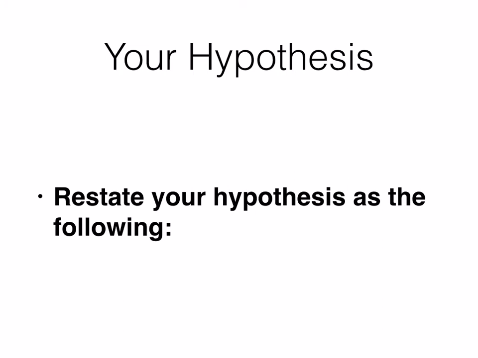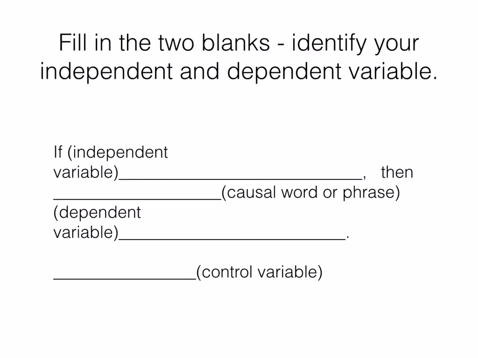Okay, let's keep going. Your hypothesis. I want you to restate your hypothesis as the following. And I've made it very simple for you. You need to be able to fill in the two blanks, identify your independent and dependent variable, and of course your control variable. What are you controlling for? If you're not clear on what an independent or dependent variable is, please go back and watch the other videos that talk about independent and dependent variables and control variables.